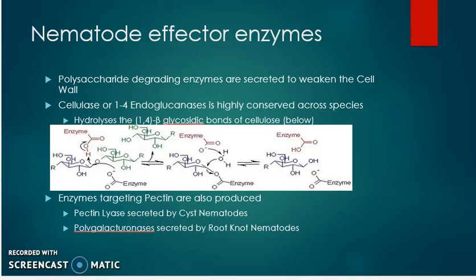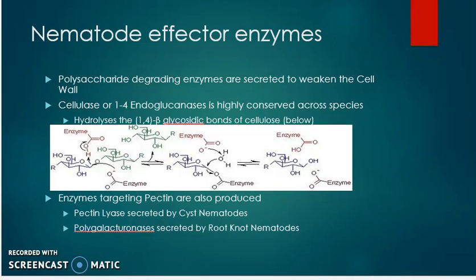Additional cell wall degrading enzymes have been identified, including pectate lyase, secreted by cyst nematodes, and polygalacturonase, secreted by root knot nematodes. These both aid in the degradation of pectin.